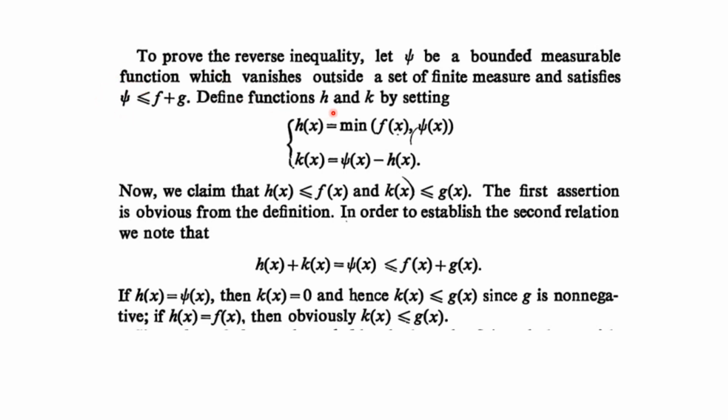So now we define two functions h and k by setting h(x) to be the minimum of f(x) and psi(x). So what will be the value of h(x)? It is the minimum value of f(x) or psi(x). So clearly h(x) is bounded because our psi function is bounded. So we put x to be x1, then we have to find the minimum of these two, so that is the value of h. So clearly our h is less than or equal to f, and clearly our h is less than or equal to psi, because it is the minimum value of these two.